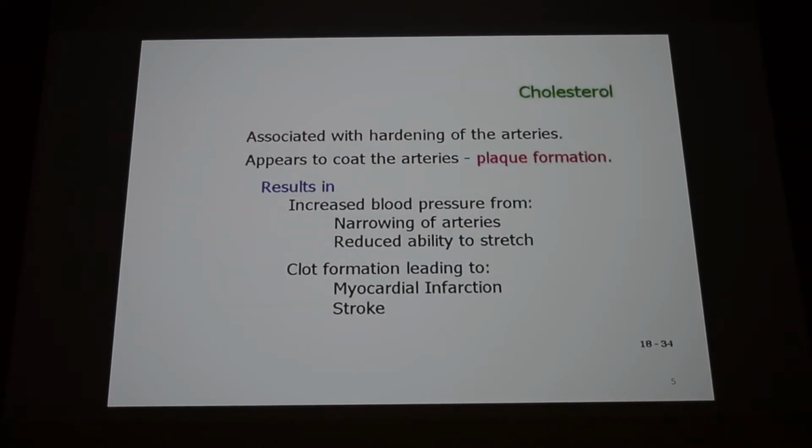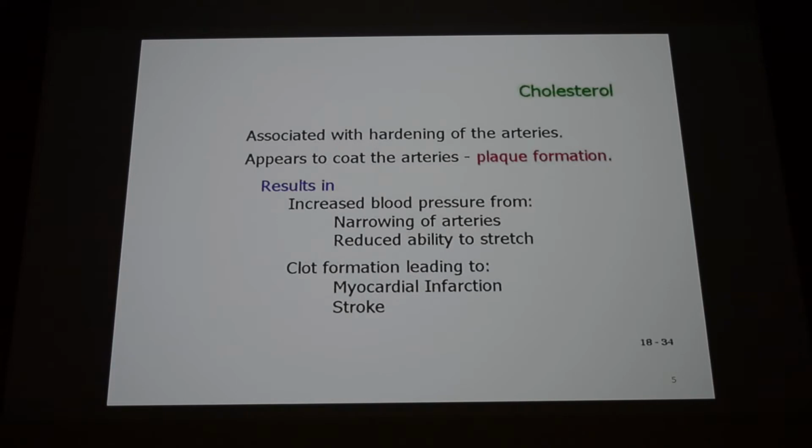So why are we afraid of a high level of cholesterol? Because when cholesterol accumulates, especially we're talking about the LDL cholesterol, because the LDL, as we are going to study next week, carries cholesterol from the liver to peripheral tissues. So the cholesterol will accumulate in peripheral tissues, and this will form on the arteries what we call a plaque. This plaque is composed of oxidized LDL cholesterol. And this will result in increased blood pressure because there is narrowing in the arteries, and also there is reduced ability of the artery to stretch.